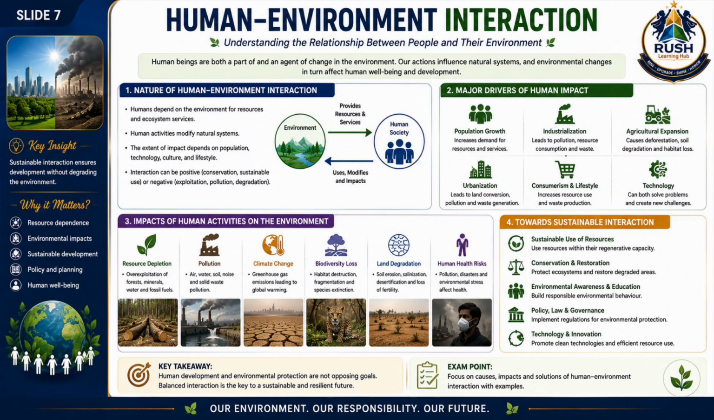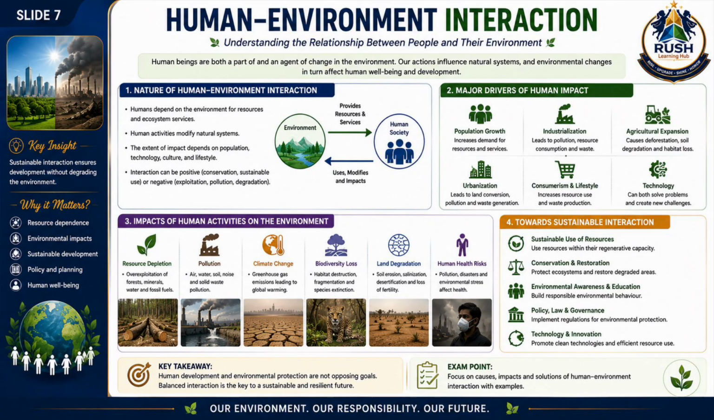Unsustainable extraction of forests, groundwater, minerals, fossil fuels, and other natural resources reduces their availability for future generations. Another major impact is pollution. Human activities release pollutants into the air, water, and soil. Air pollution affects atmospheric quality and human health. Water pollution reduces water quality and threatens aquatic ecosystems. Soil pollution decreases land productivity and ecosystem health.